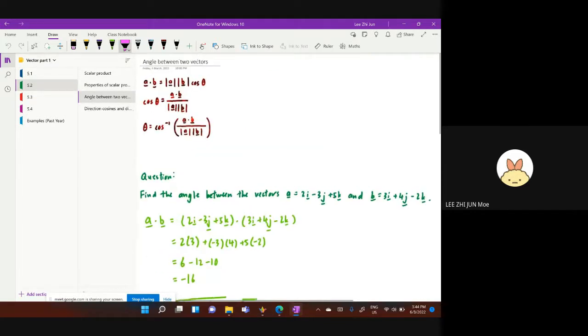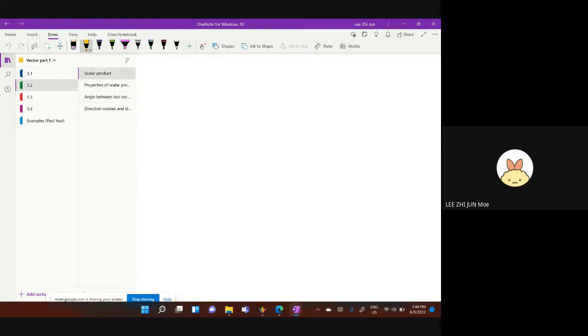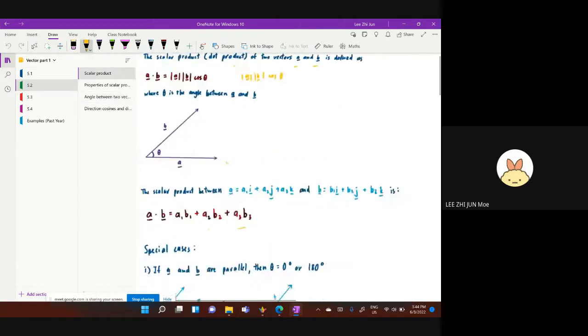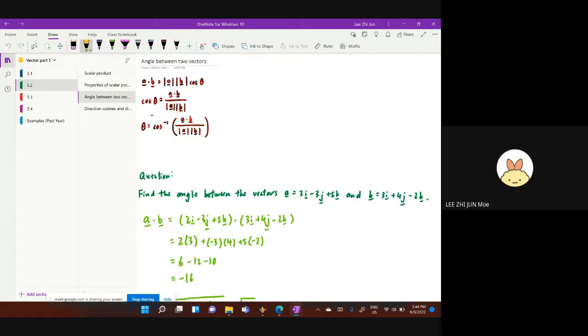Okay, next we go to the angle between two vectors. Just simple, we know that the scalar product A·B equals magnitude A times magnitude B times cos theta. So we take out the theta, and it becomes theta equals acos of the dot product A·B divided by magnitude A times magnitude B.